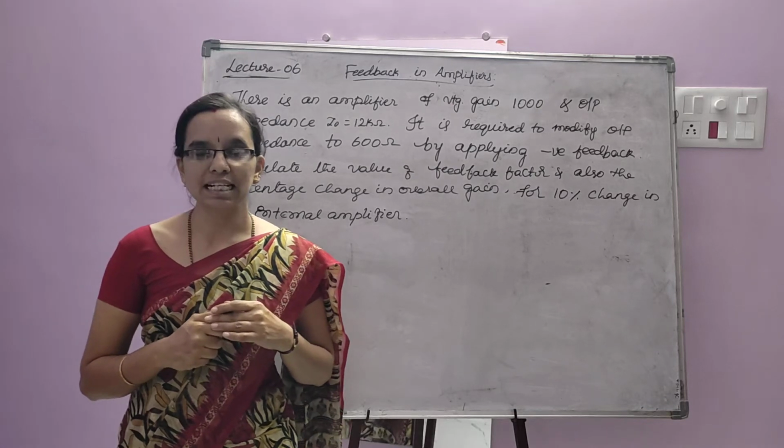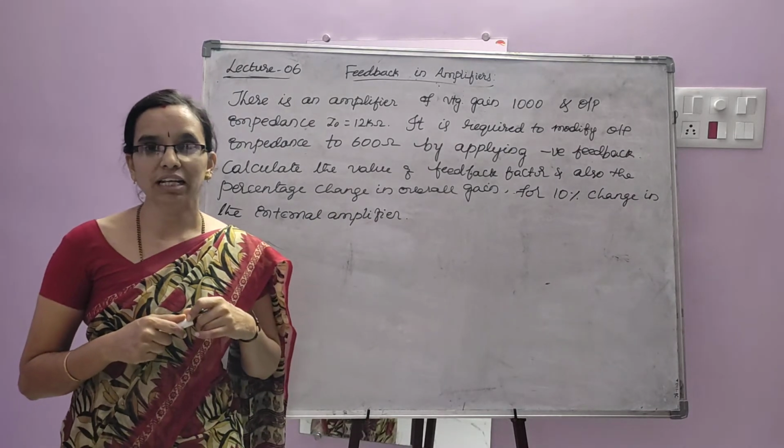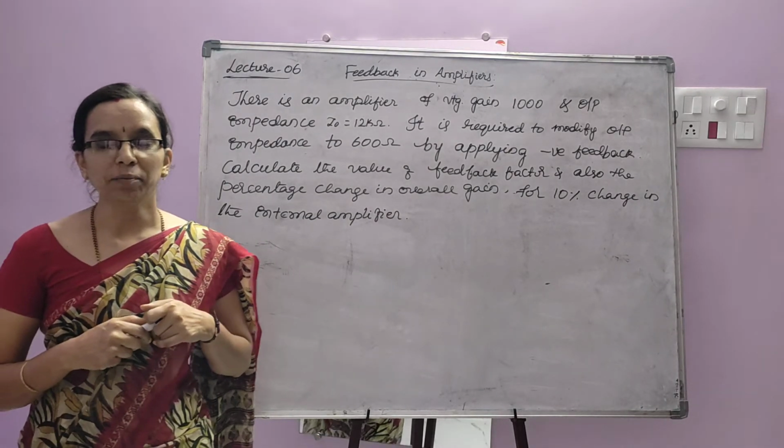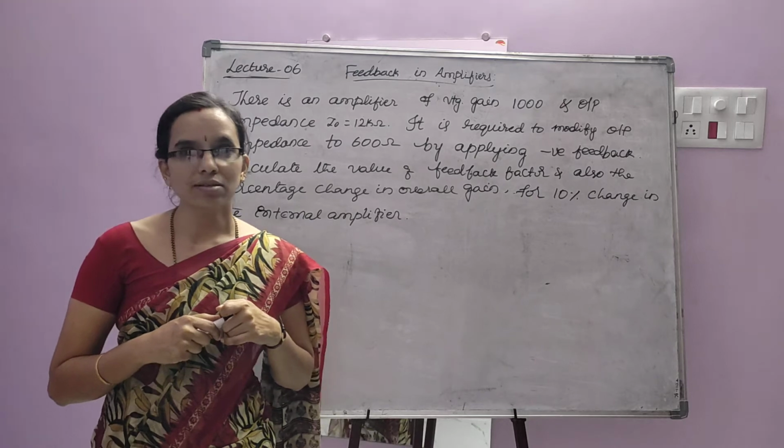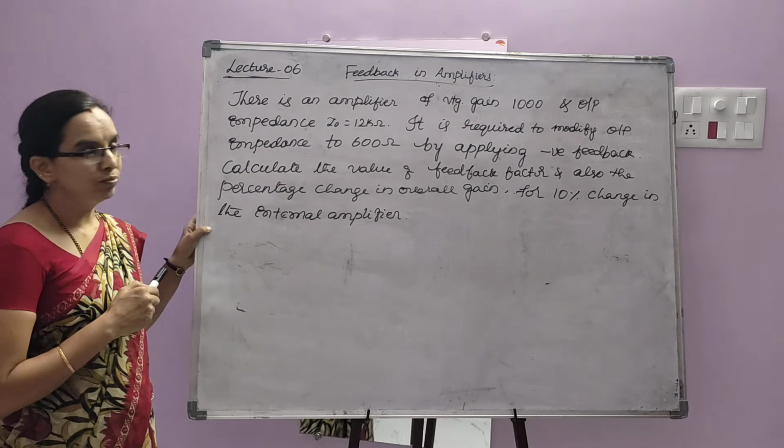Dear students, let us continue our discussion on feedback in amplifiers. In the last class, we derived the expression for output impedance, and also solved two problems on that. Let us take one more problem.